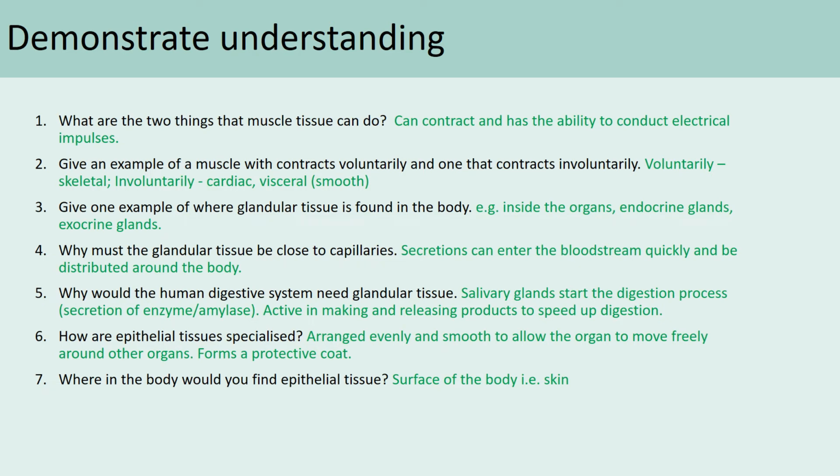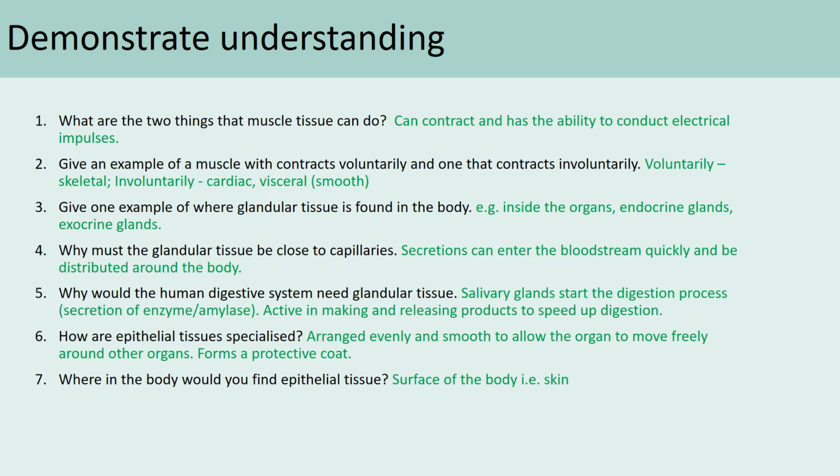Number 2, give an example of a muscle that contracts voluntarily. So you might have put skeletal muscles. So those are the ones that are joined to your skeleton, which allow you to move. And involuntarily, ones will be things like cardiac muscle or smooth muscle. Cardiac muscle is what makes up our heart, and smooth muscles you find in places like the digestive system.